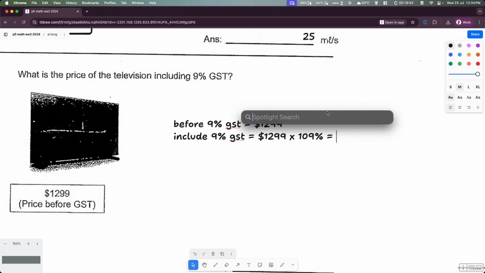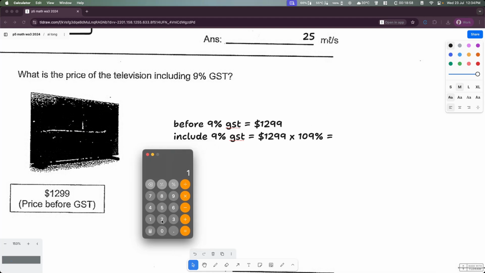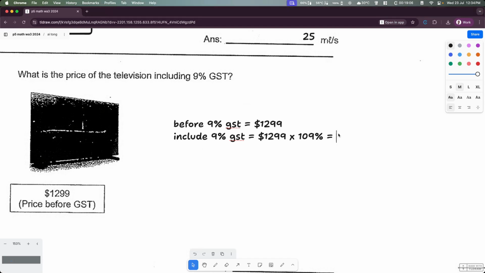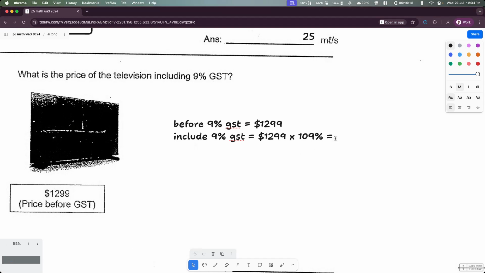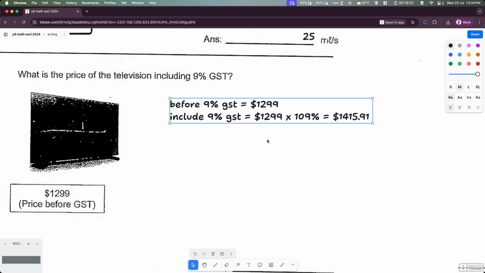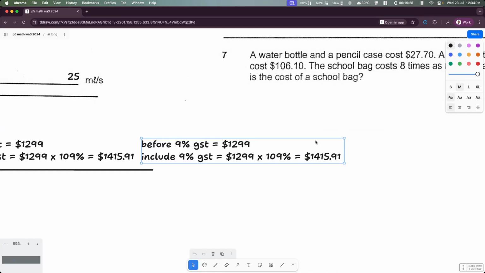If you go to the calculator, so let's go to the calculator. We can have 1299 times 109%. This will give us the actual answer, which is, in this case, $1,415.91. Okay, so that's essentially the fastest way to do it, right? Another way is to calculate the GST. That's another way.